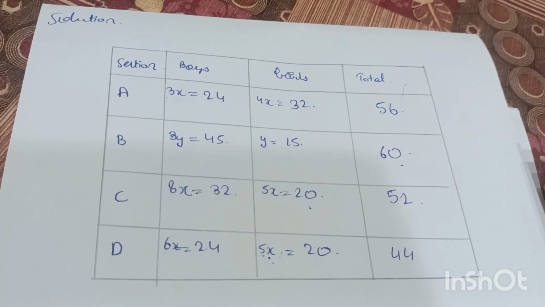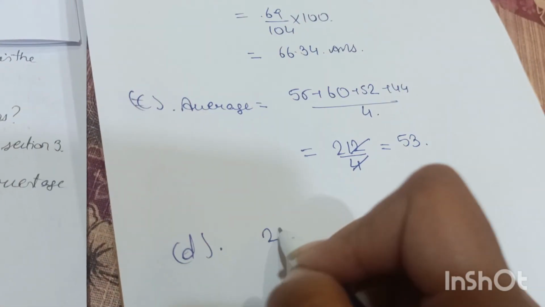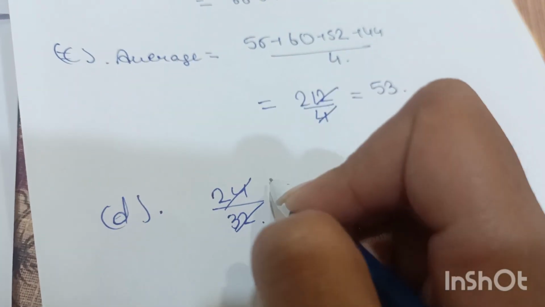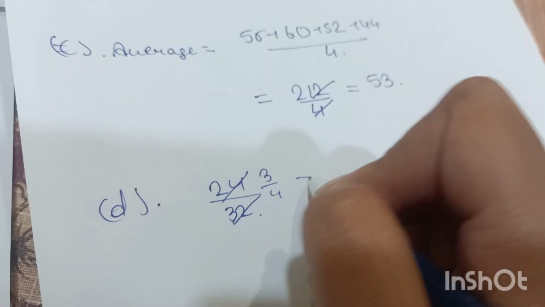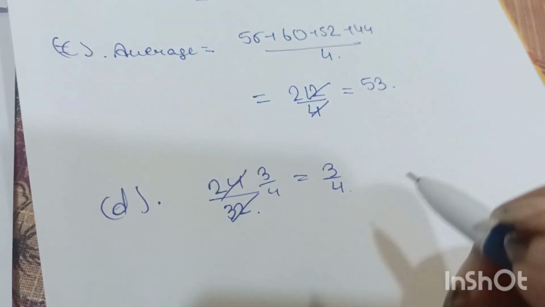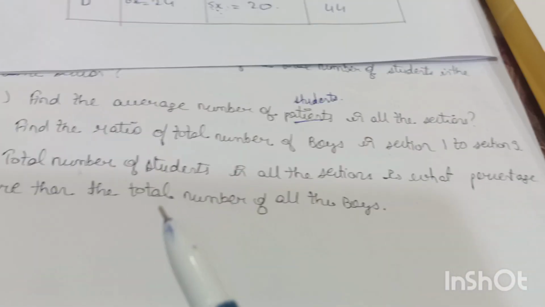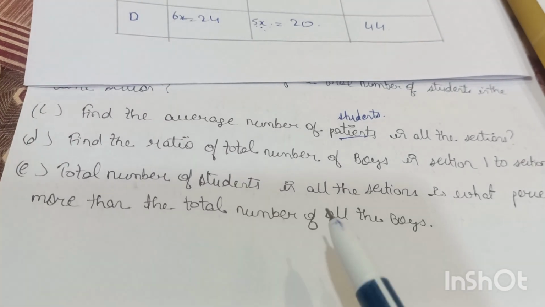In 1 it is 24. So 24 upon, in 3 it is 32. When you solve it out, you will get 3 upon 4. Now for E. Total number of students in all the sections is what percent more or less than boys.